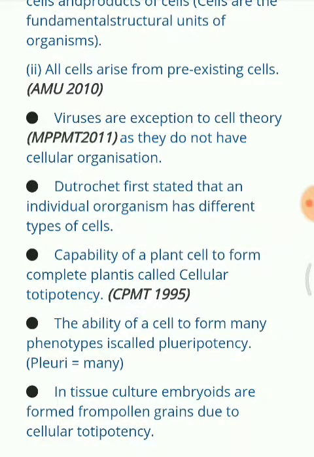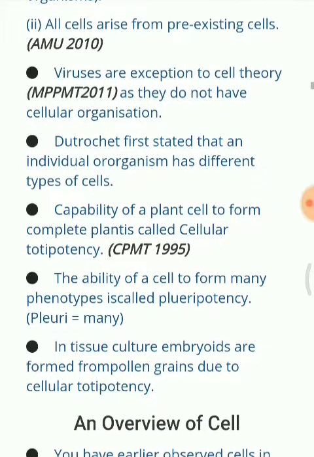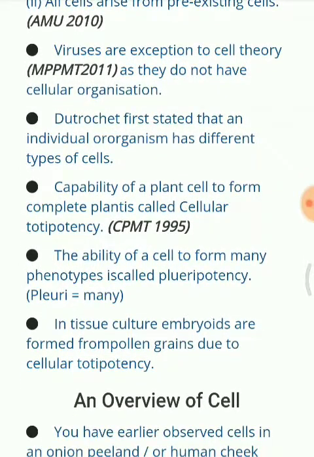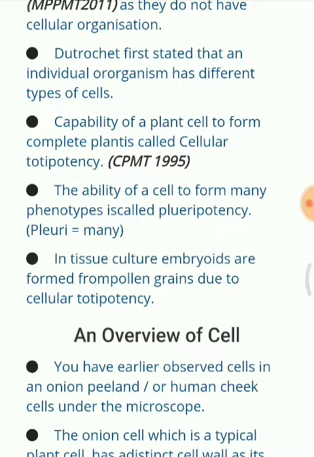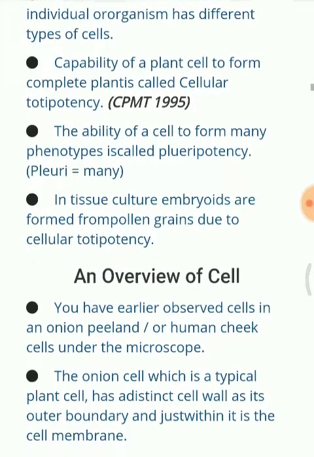The capability of a plant cell to form a complete plant is called cellular totipotency. The ability of a cell to form many phenotypes is called pluripotency. In tissue culture, embryoids are formed from pollen grains due to cellular totipotency.